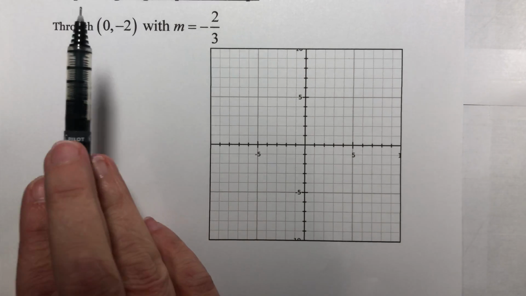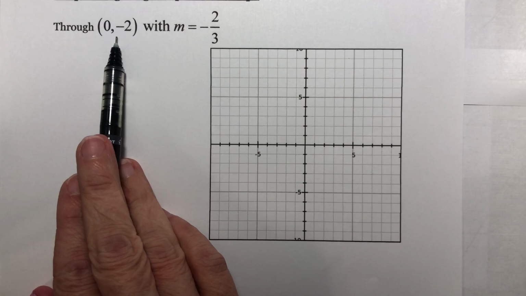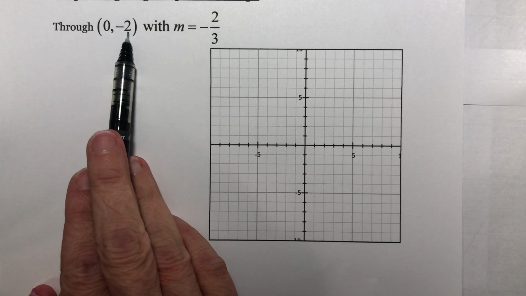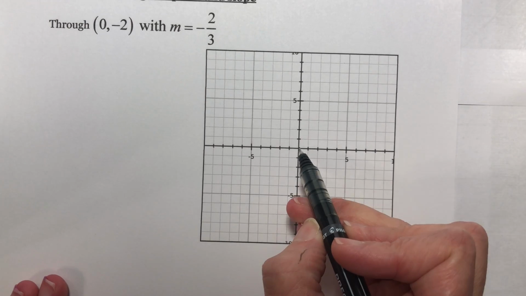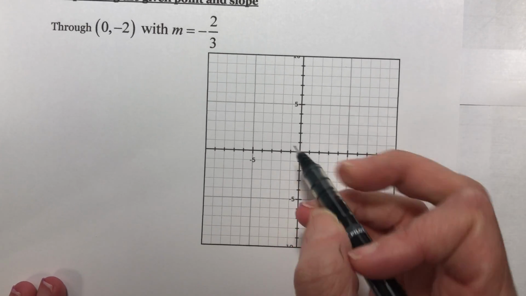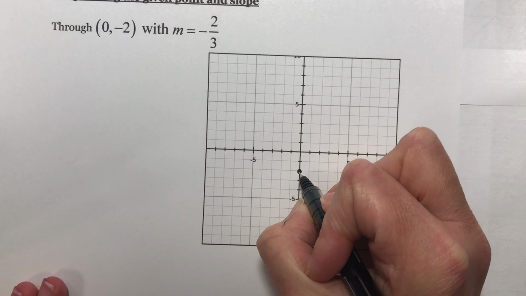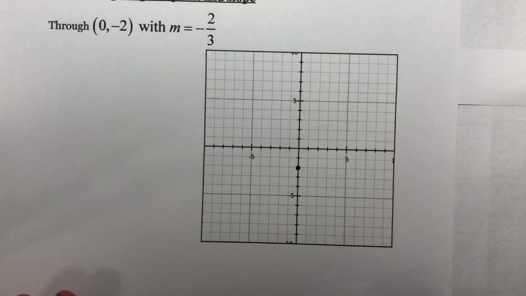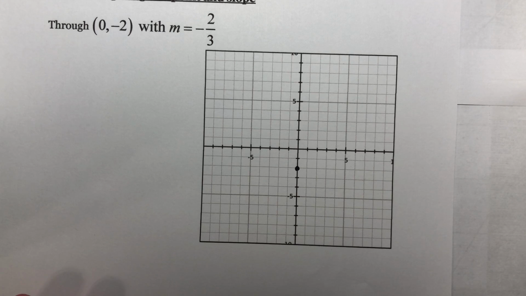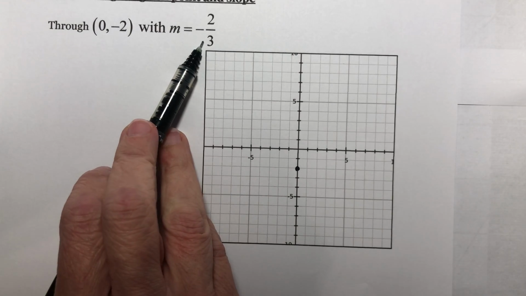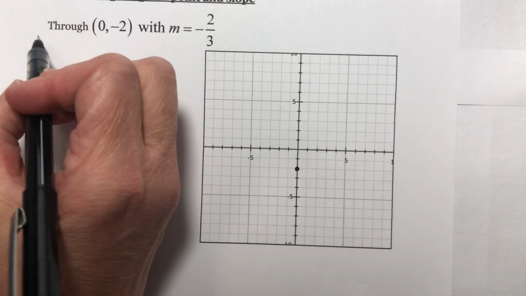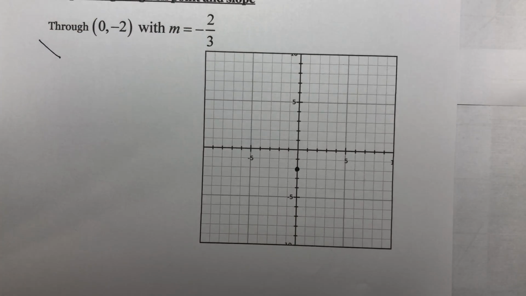If you've got a point, it's a freebie. Just plot that point to start off with. 0, -2: I go to 0 on my x-axis, -2 on my y, so I have this point right here. It's a freebie. I know my line goes through that point. Okay, now we use our slope. It's a negative slope, so I know my line ought to be going down. If it doesn't go down, I've got a problem.